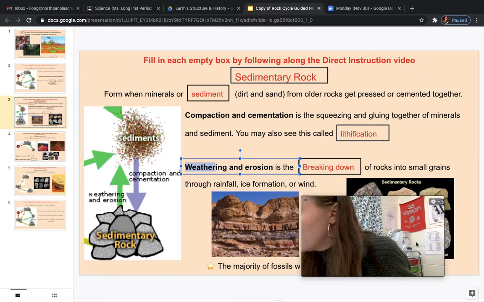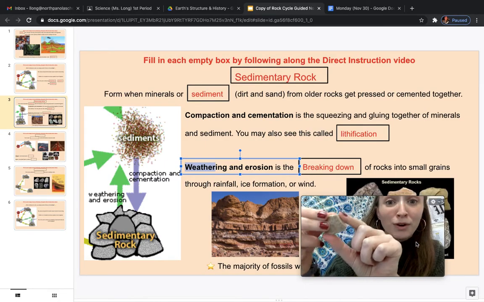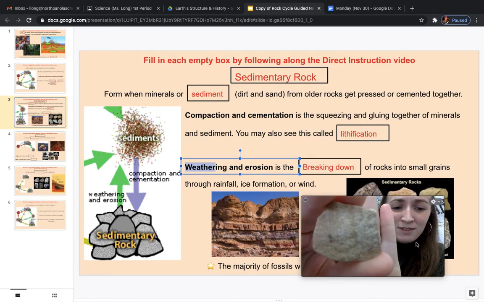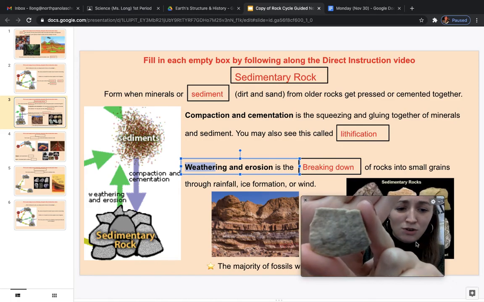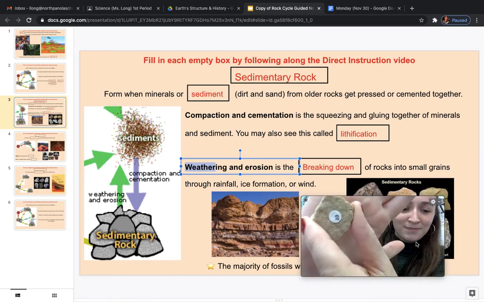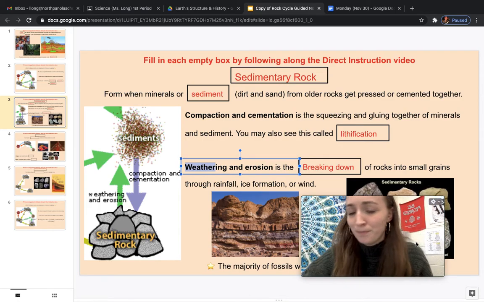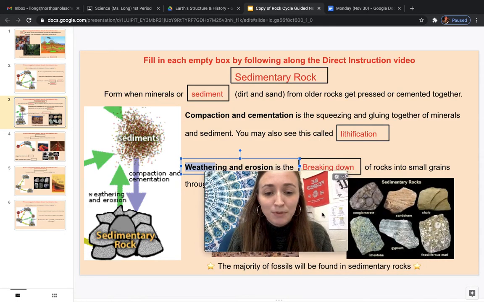I have another example, sandstone. You've probably heard of sandstone as well. And it even has the word sand in it, so you know it's made up of sand. Beautiful. So those are some good examples.